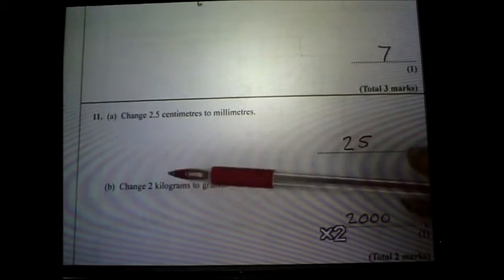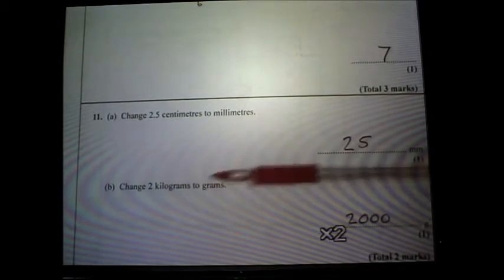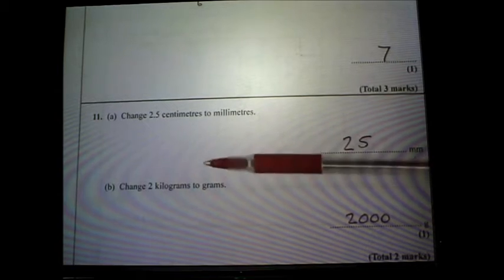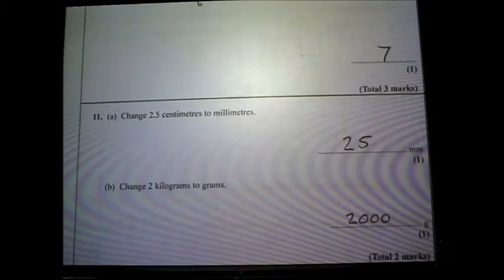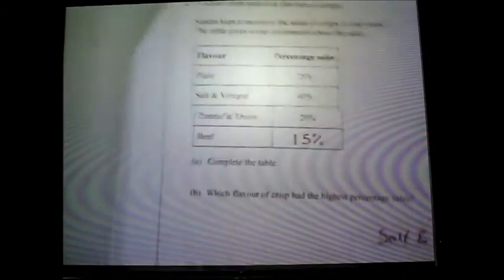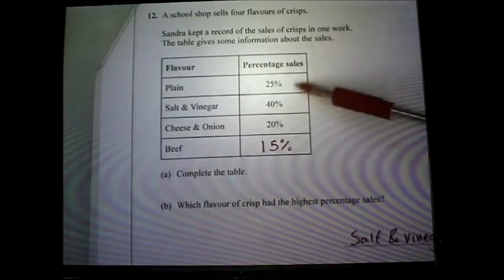Change 2 kilograms to grams. One thing it's worth remembering here, kilo is actually Latin for the word 1,000. So 2 kilograms literally means 2,000 grams. So 2,000 grams. Next one, this got to add up to 100.